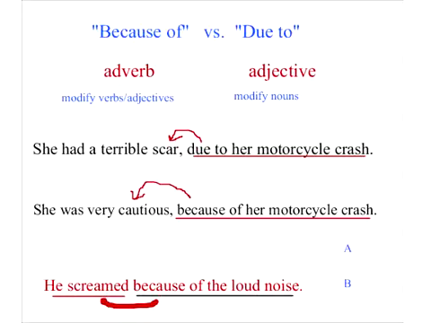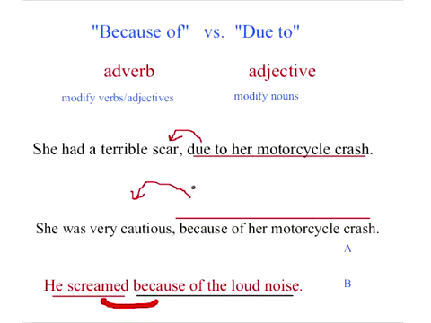So because the adverb has this flexibility, we could either say it describes why she was cautious, in which case we're modifying a verb, or we can just say it describes why she's cautious, in which case we're modifying the adjective. In either case, we're not modifying the noun. We are not saying she is because of her motorcycle crash.